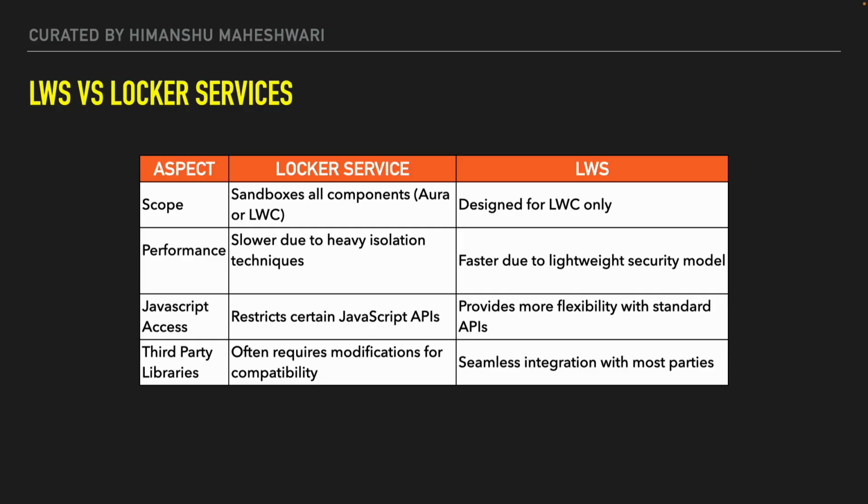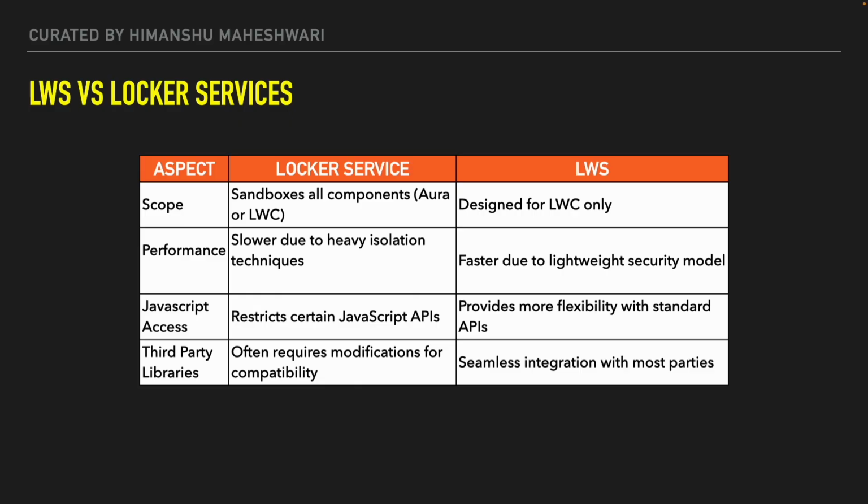All right. So Locker service restricts the JavaScript APIs, meaning it creates trouble when you actually want to access any third-party systems. And whenever you have to incorporate any third-party library, you have to ensure that it is compatible with Locker service. But if it is not, then you have to make changes, look at alternate options and all of that. However, with LWS and LWC, the integration with most third parties is seamless. You just need to set up some basic configuration and you can go ahead and use it.